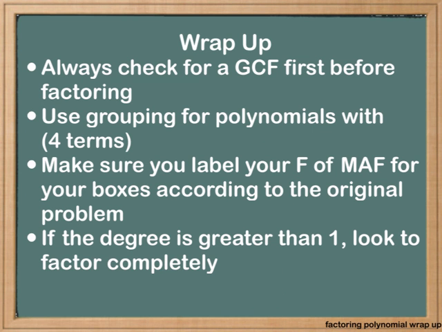To wrap up, remember to always check for a GCF first. Now that we might have 4 terms, we have a new strategy for going ahead and factoring. That's called grouping. Make sure, if we have a quadratic informed problem, that you label the F of your factors in MAF for your boxes according to the original problem. If the degree of our polynomial when we factor is greater than 1, always look to factor further.